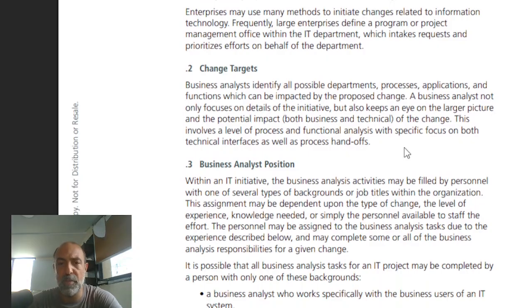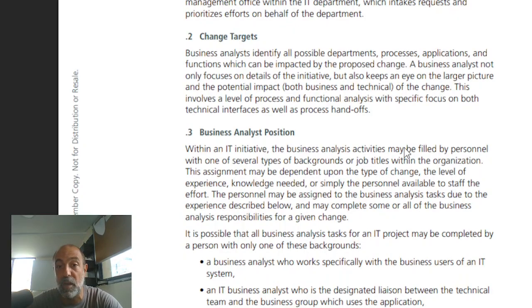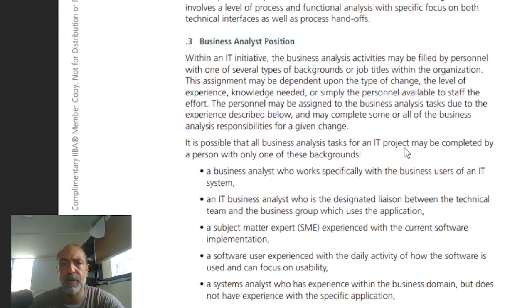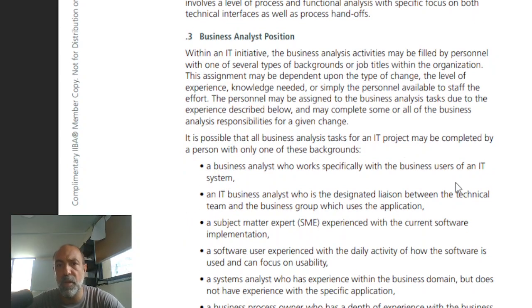What's the change target? Business analysts identify possible departments, processes, applications, and functions. That's what they do. It does not only focus on the details of the initiative, but also keeps an eye on the larger picture, the potential business and technical impact of the change. This involves a level of process and functional analysis with specific focus on both technical interfaces as well as process handoffs. Amazing.